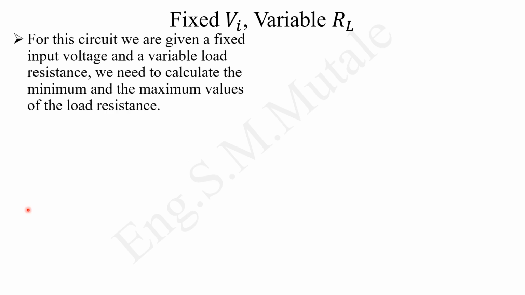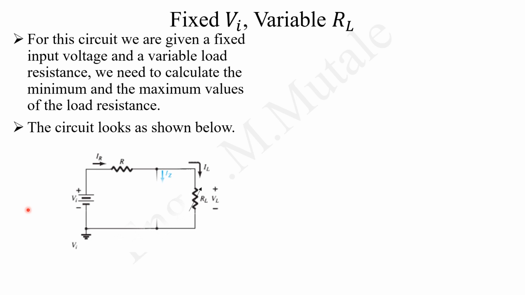This time around, we are going to be looking at a circuit where the voltage is fixed and the load is variable. For this circuit, we are given a fixed input voltage and variable load resistance. Our role is to calculate the minimum and the maximum values of the load resistance, sometimes even current. The circuit looks as shown below.